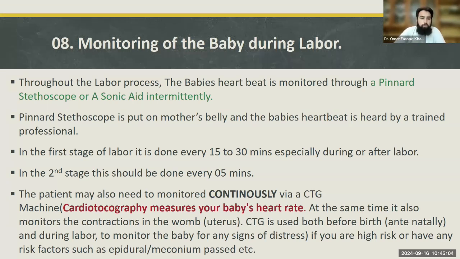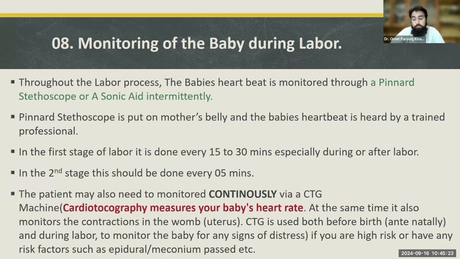A cardiotocography machine measures your baby's heart rate. At the same time, it also monitors the contractions in the womb, the uterus. CTG is used both before birth, antenatally, and during birth, natally, to monitor the baby for any signs of distress.